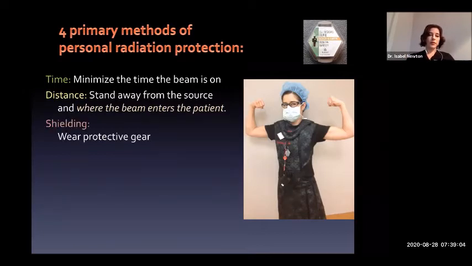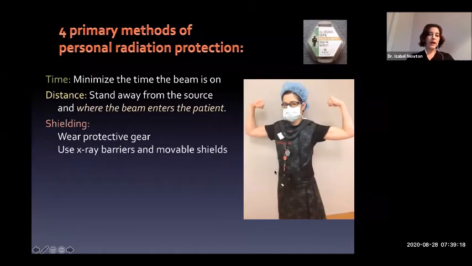Shielding: you want to wear the protective gear like the ones that I wore, and also always wear your dosimeter so that you can measure the actual dose you're getting. And here's my dosimeter on the outside. It's flipped over, so you want to flip it back. Use X-ray barriers and movable shields, and I'll show you some. And then reduce your dose to the patient.